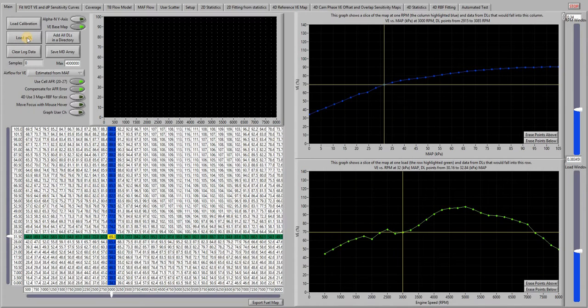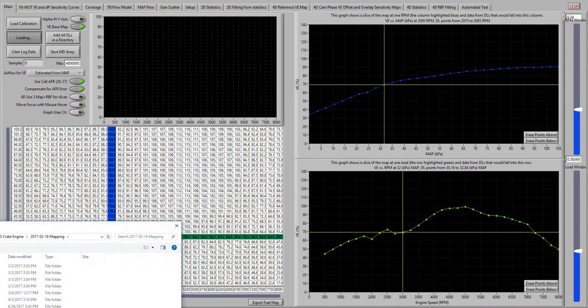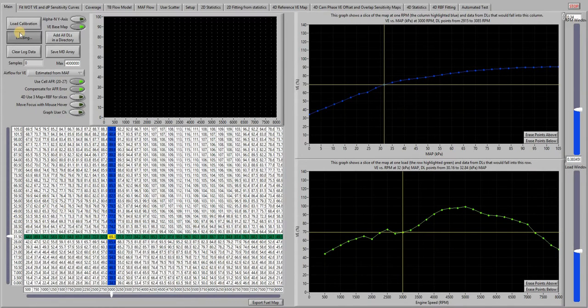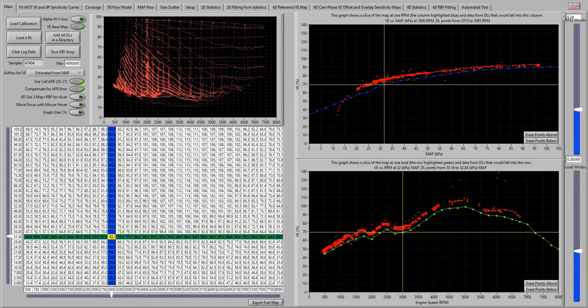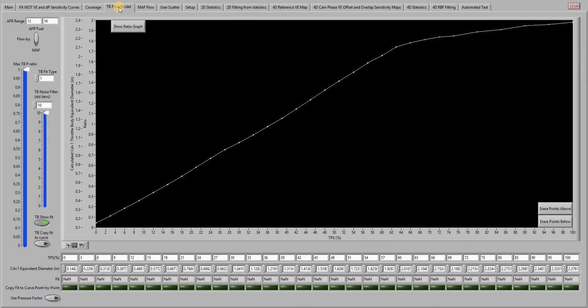One of the things that I want to talk about in terms of engine airflow estimation is a throttle body model. Let me load a data log here. Alright, there we go. So let's go over to the TB throttle body flow model page. What I have here is basically a graph where on the x-axis is TPS and on the y-axis is an index that I call a throttle body equivalent diameter.